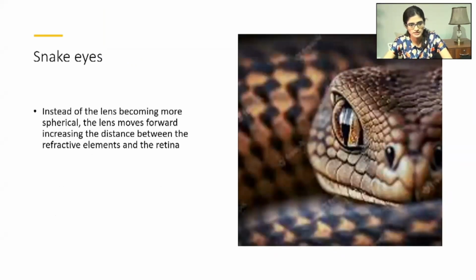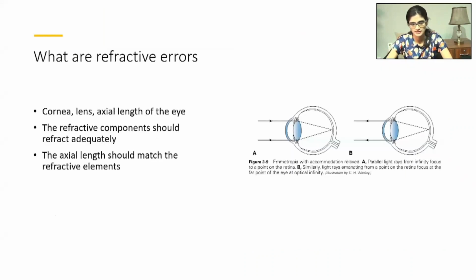Now, just out of interest, snakes cannot change the shape of their lens, but they move the lens backwards and forwards in order to focus on near and far objects.